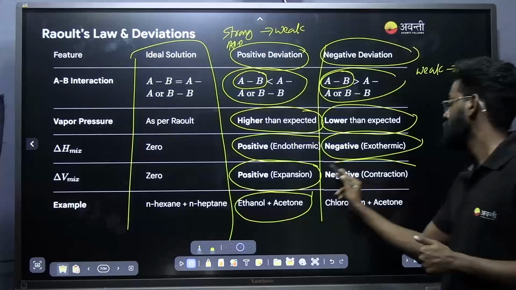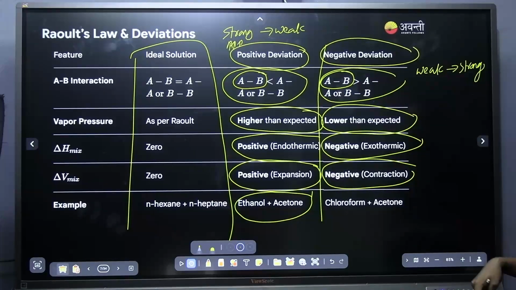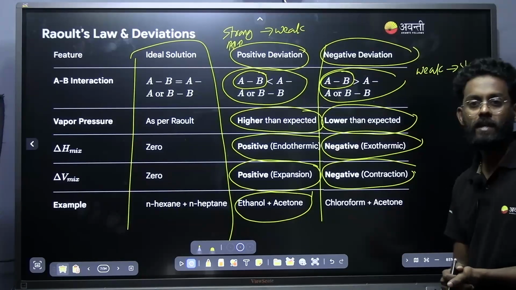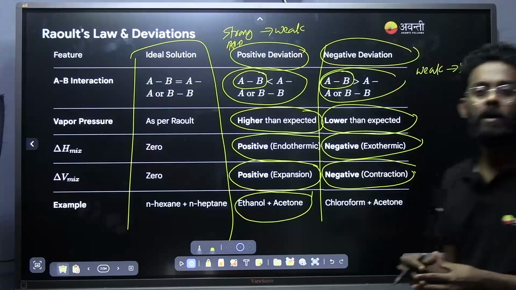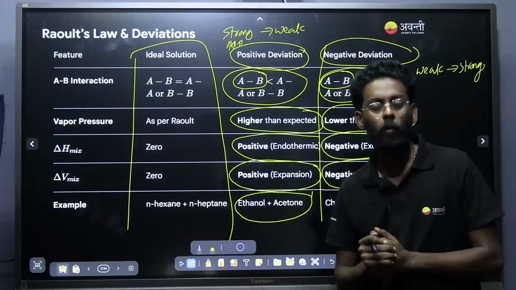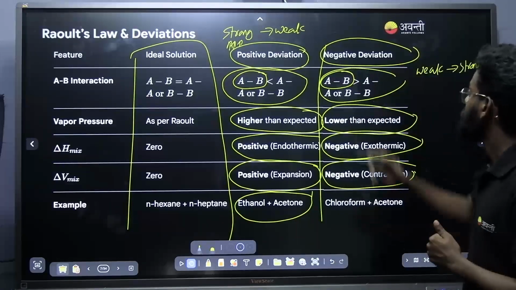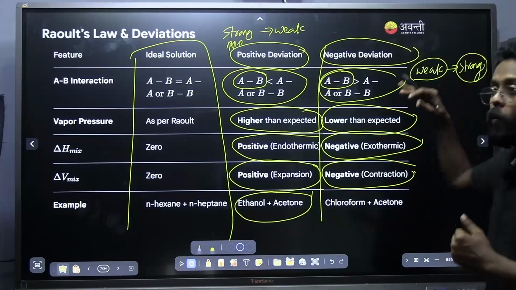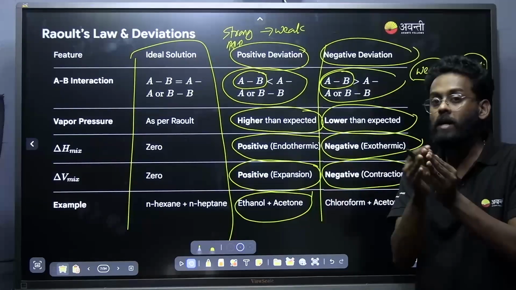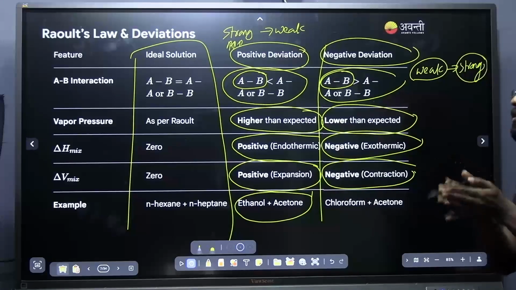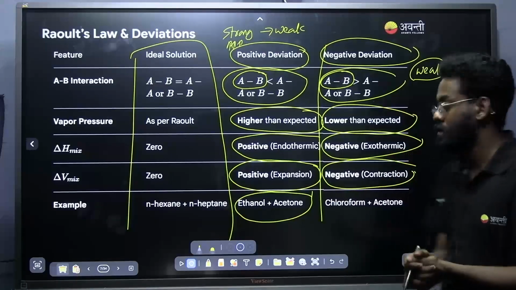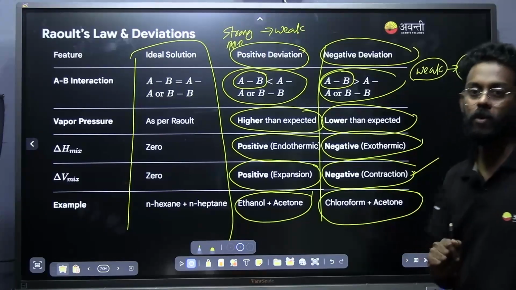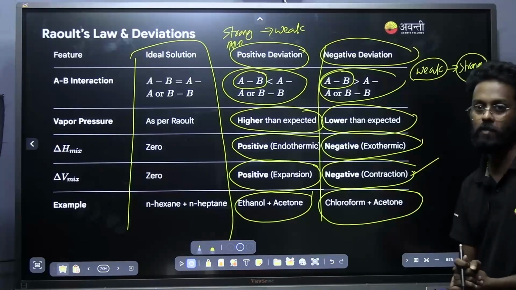And what about delta V mix? Yes, delta V mix will be negative. Why? Here there will be contraction. After mixing there will be a decrease in the volume of the solution. Why is it happening, students? Because it is very clear, the weaker bond is converting into a stronger bond. When it becomes a stronger bond, the molecules will come closer, and when they come closer, the volume will decrease. Okay, so that is clear. Now the example you can note down: chloroform plus acetone.